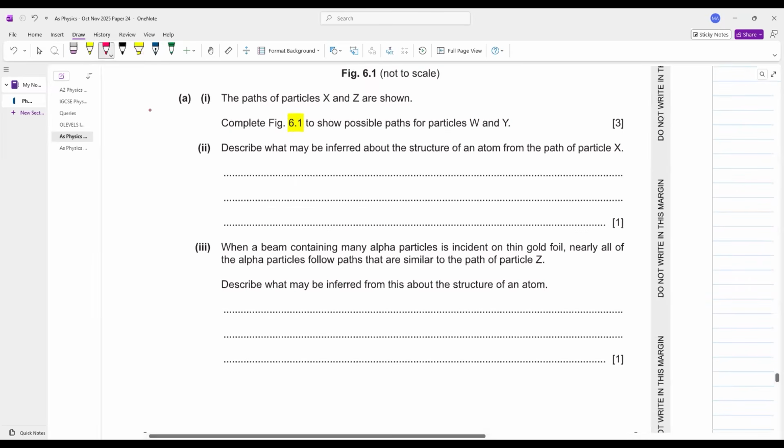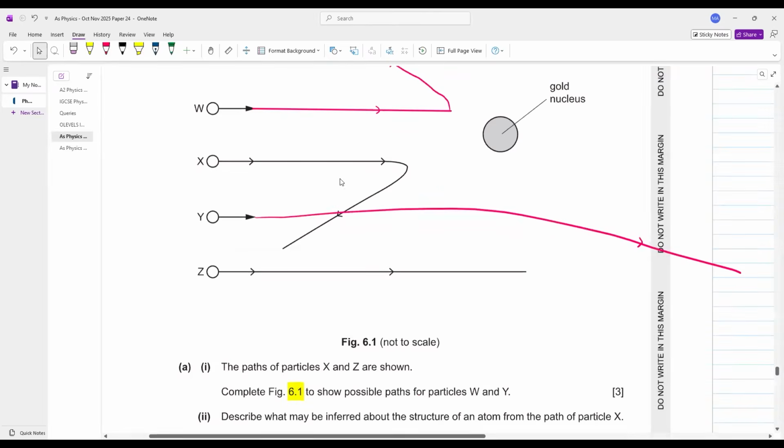Now, explain what may be inferred about the structure of the atom from the path of particle X.